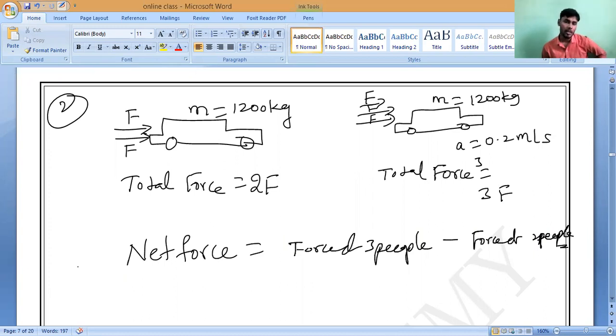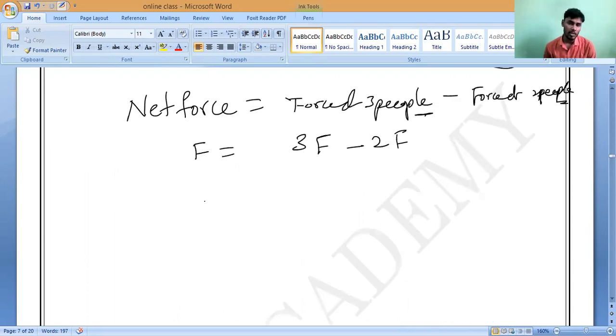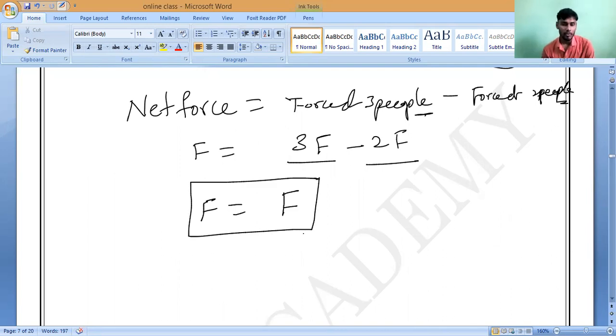Now, tell me, which is equal to how much? Force of 3 people is 3F. 3F minus force of 2 people, 2F, equals F. Net force is equal to how much? F, which is 1F. Understanding all of you? So the net force is equal to 1F.